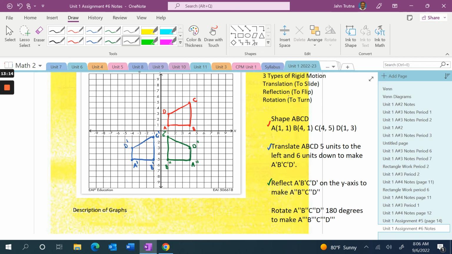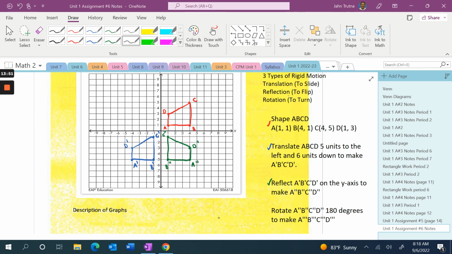Put your pencil right on the origin, so right at 0, 0, and then you're going to spin your tracing paper 180 degrees. You could spin it clockwise, you could spin it counterclockwise, it does not matter, but when you're done rotating it 180 degrees, you will notice that your shape is going to be up here in what we call quadrant 2.